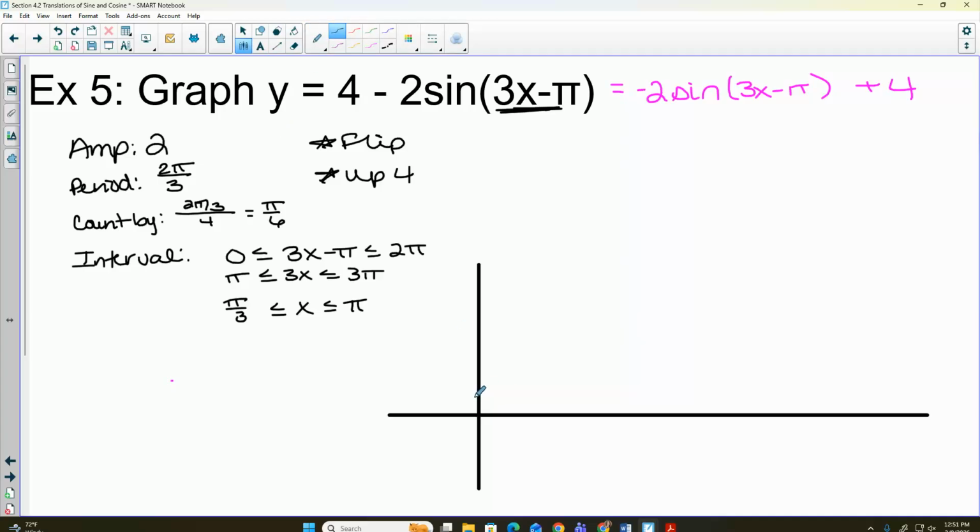My graph is moving up 4. So you can go to positive 4 and just make a dash. Amplitude is 2, so we will go 2 above that and 2 below it. So we're going to be bouncing back and forth between 2 and 6 on this graph. My x-axis points. It starts at pi over 3, and I'm adding pi over 6.